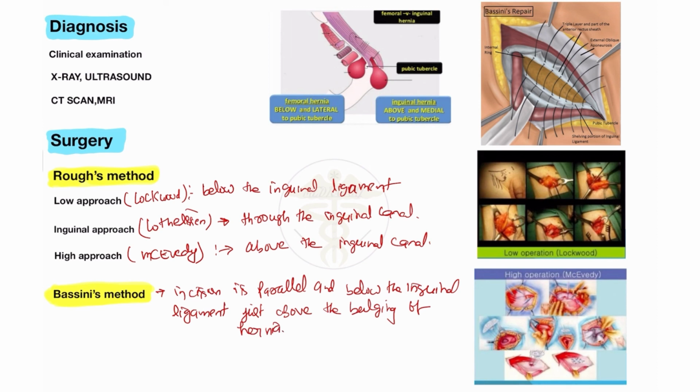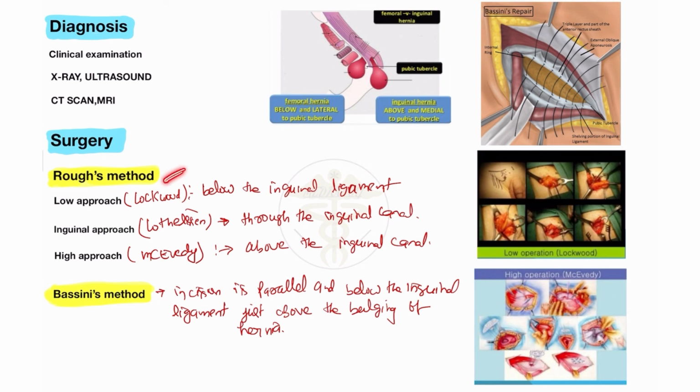In this case the incision occurs parallel and below the inguinal ligament and just above the bulging area. This method is mostly used for both inguinal and femoral hernia, for the incision and repair of the femoral hernia. So this is a very important method for the surgery of femoral hernia, called the Bassini method.